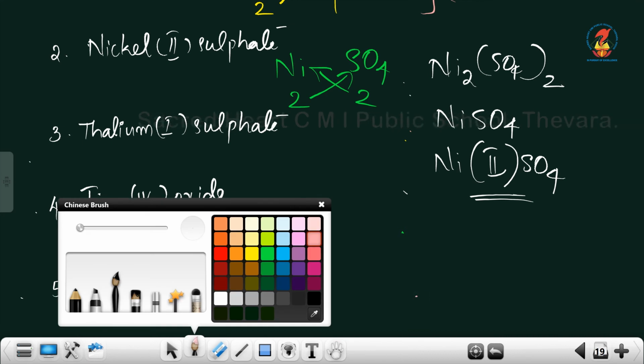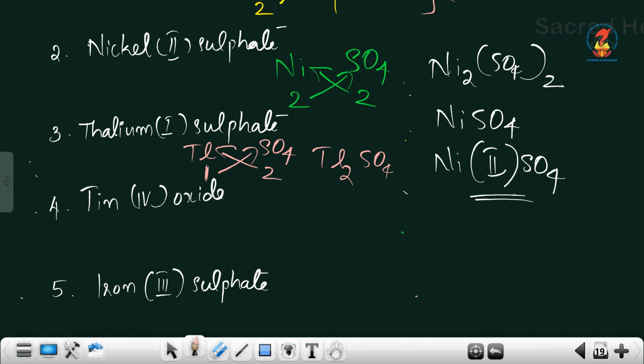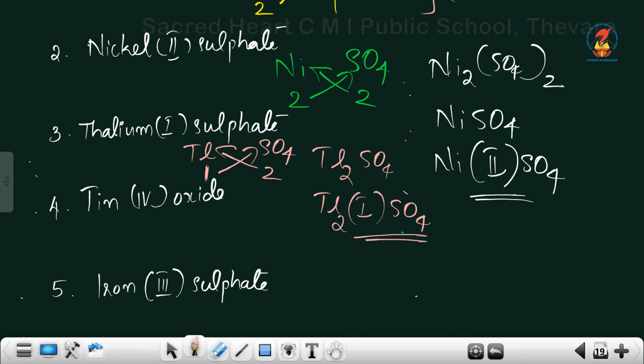Now the next one is thallium 1 sulfate. So the elements present are, one is thallium, the other one is the sulfate radical. Thallium is given as 1, so it is plus 1 or the valency is 1. Sulfate, we know it is minus 2, so the valency is 2. So when you transpose, what we are getting here is Tl2SO4. So how can we write the stock notation? Tl(I)2SO4. Write the same molecular formula and write the oxidation state using Roman numeral after the symbol of the metal.